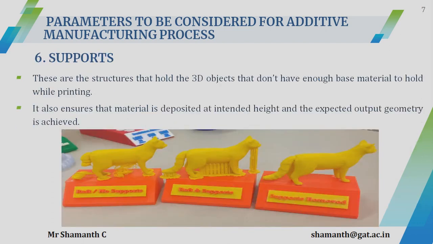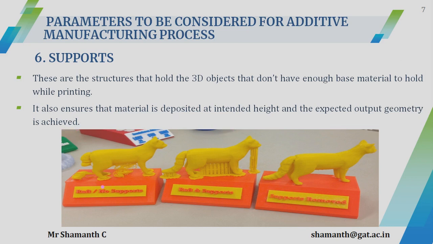The next parameter that is very important is supports. Supports are the structures that hold 3D objects that don't have enough base material to hold while printing. When the part you are printing does not have enough base material to hold its branches or other parts, then you need supports. Supports ensure that material is deposited at the intended height and the expected output geometry is achieved.